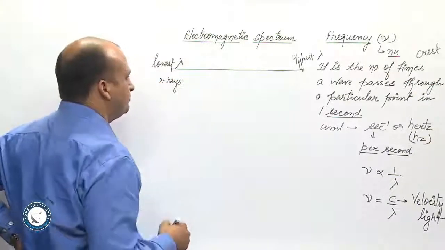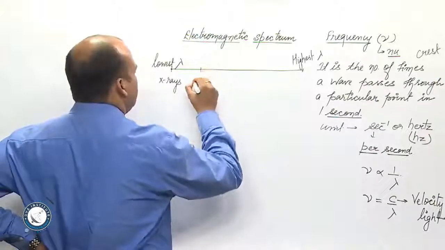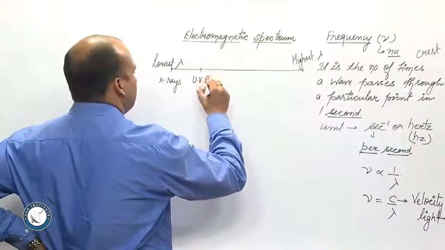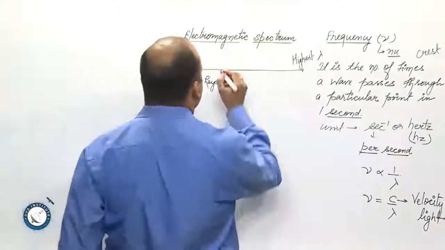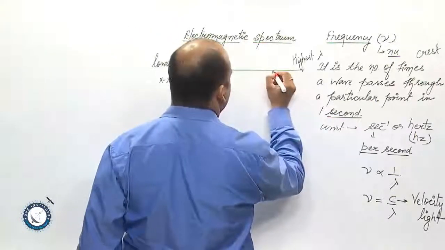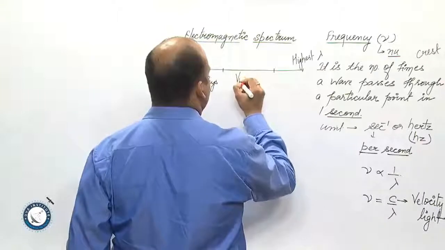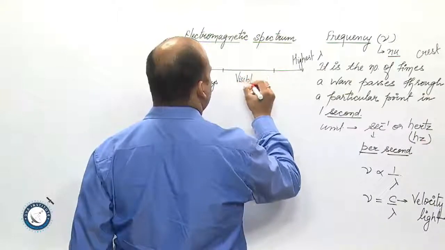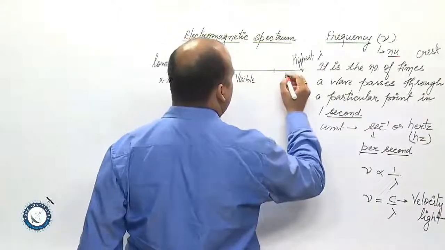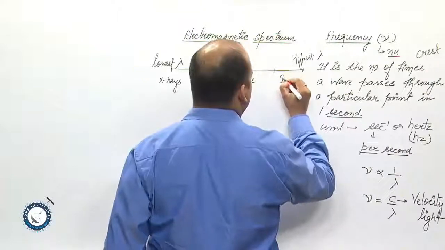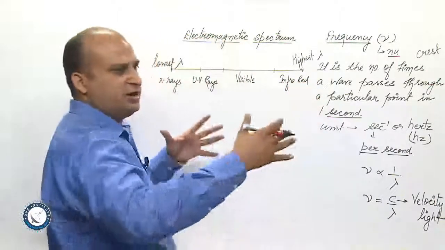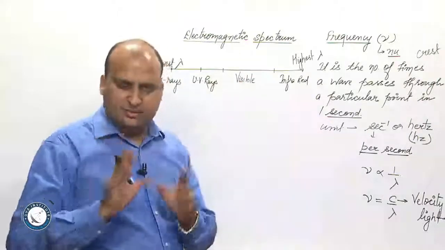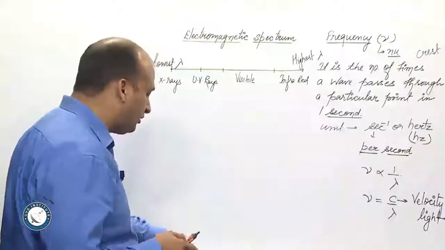Fine. So you start with say X-rays, then you reach to say UV rays, fine. Then you go to visible light, and then you go to say infrared, and then there is far infrared. So it's a bigger section. I am just picking up a small one which is important for us.